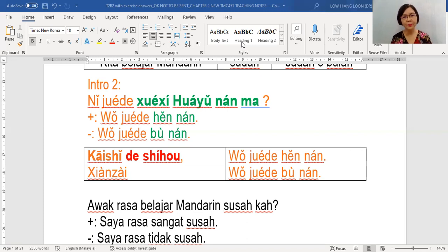What we talk about, nan or bu nan, is about learning Mandarin. So how to say learning Mandarin in Mandarin? 学习华语难吗? Learn Mandarin, difficult or not? Full sentence. When you ask people's opinion, it is good to include 觉得. Everybody say, 你觉得?